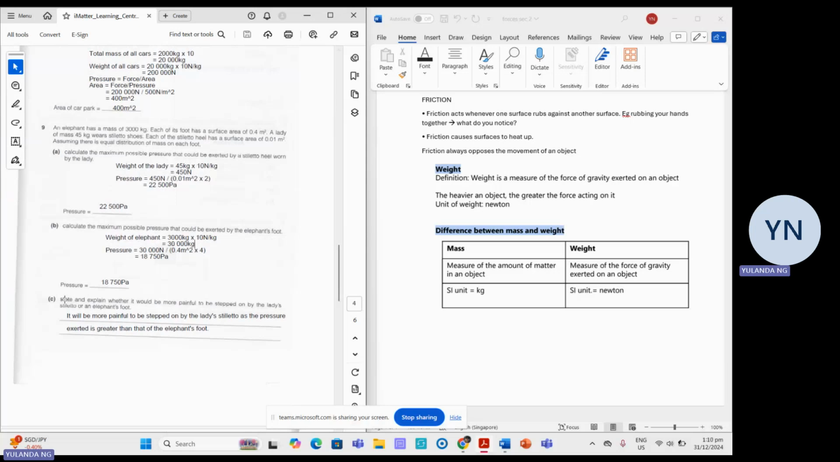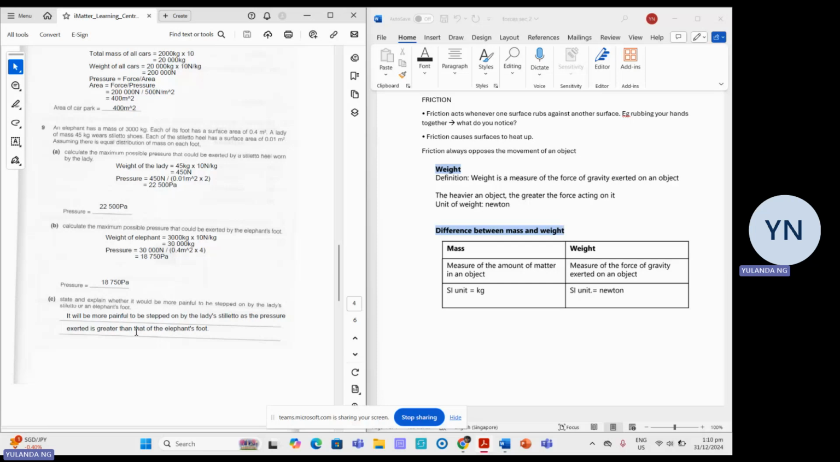Okay. Last question, we need to state and explain whether it will be more painful to be stepped on by the lady's stiletto or the elephant's foot. Okay, which one will be more painful? Look at the pressure. The lady is 22,500 pascals. This is 18,750 pascals. Which will be more painful? Obviously, the one with the higher pressure, which will be by the lady. Okay, the pressure is greater.